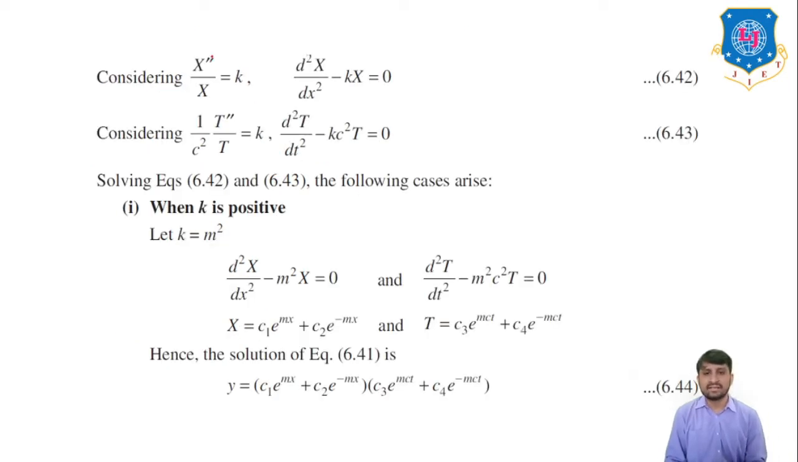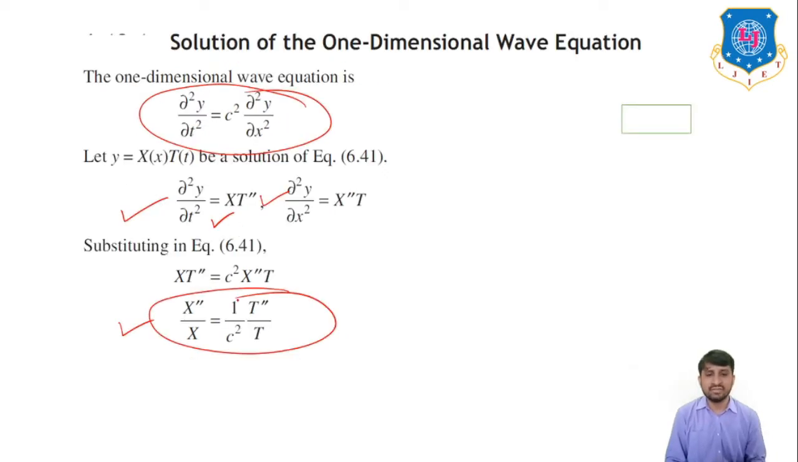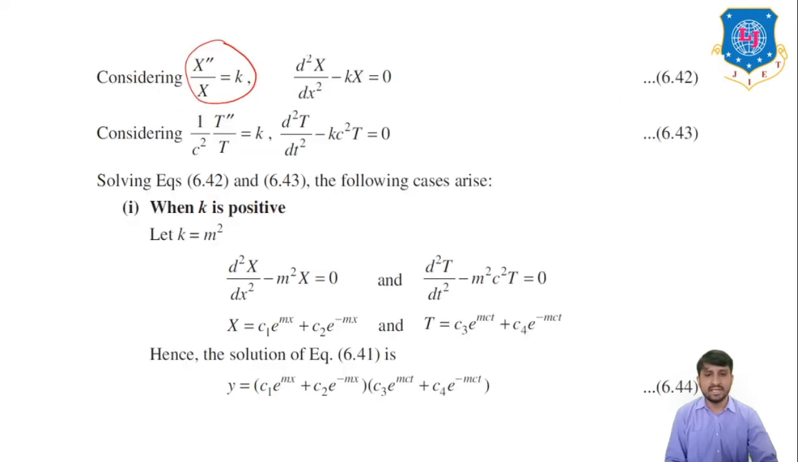Consider X double dash upon X equal to k, so d square X by dx square minus kX equals 0. Similarly, 1 upon c square T double dash by T equals k, so d square T by dt square minus k c square T equals 0. Now we solve these two equations, 6.42 and 6.43.